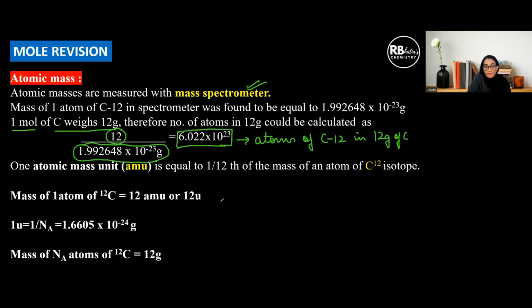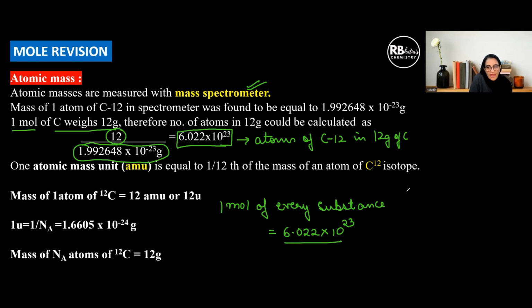And we decided, based on this observation, that 1 mole of any substance, of every substance, be it an atom or a molecule or an ion, will contain these many entities. If I'm talking about 1 mole of atoms, it will have these many atoms. 1 mole of molecules will have these many molecules, and so on. We are going to elaborate this ahead.